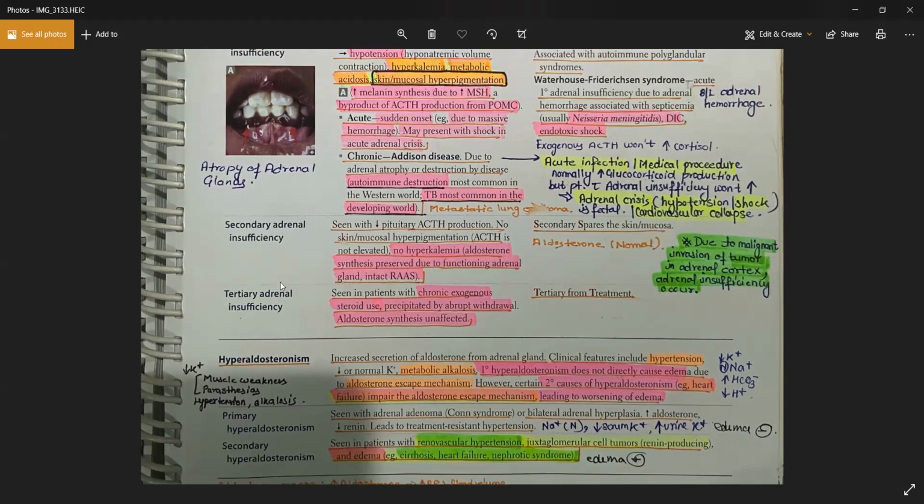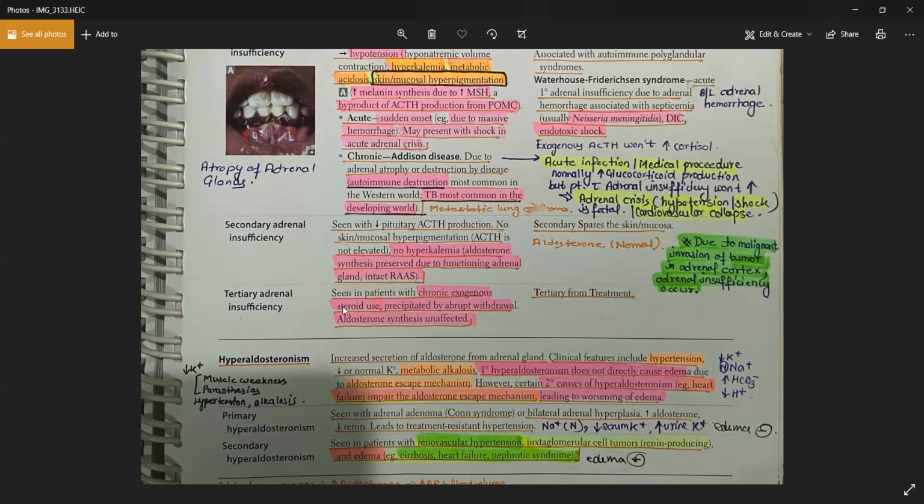Then comes tertiary adrenal insufficiency, in which you have exogenous steroids. Because of the exogenous steroid use, they will inhibit the ACTH as a negative feedback. ACTH cannot stimulate the adrenal glands, cannot maintain the adrenal glands, so you will end up having atrophy of the adrenal glands. And it can be precipitated by abrupt withdrawal. Very important: whenever you abruptly stop the exogenous steroids, because endogenous ones are already inhibited, what you will get is the precipitation of adrenal crisis.